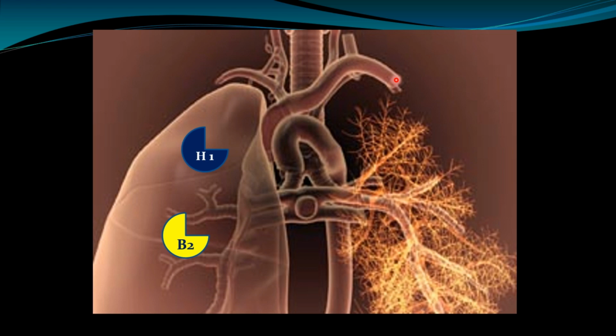For example, in the bronchial tree, or in the lungs, we have two well-defined receptors. One is the histamine receptor H1, and the other is the beta 2 receptor. For the H1 receptor, the agonist is histamine. When it binds with the H1 receptor, it causes bronchoconstriction. On the other hand, the agonist for the beta 2 receptor is norepinephrine, and when it binds with the beta 2 receptor, it causes bronchorelaxation. So the bronchoconstriction produced by the H1 receptor is nullified by the bronchorelaxation produced by norepinephrine acting on the beta 2 receptor. So we can say that histamine is the physiological antagonist of norepinephrine.